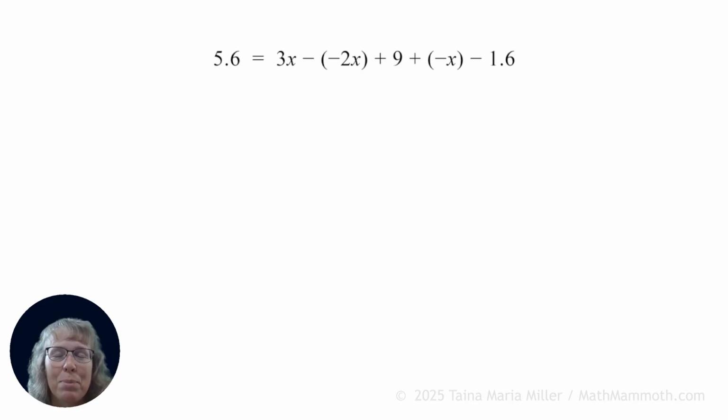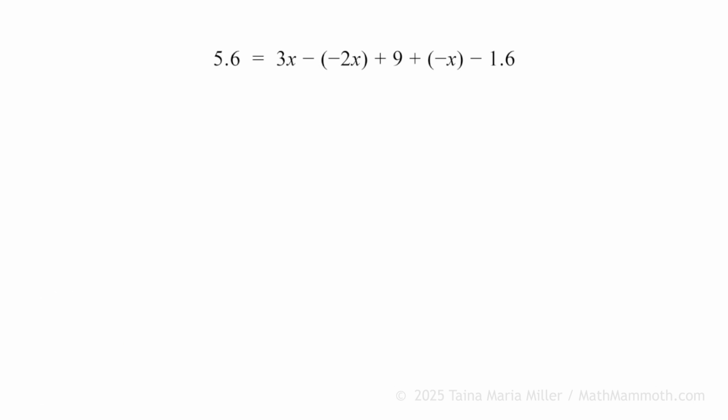As one quick example, let's use what we have learned to solve this equation. 5.6 equals this expression, but on this side here, we can simplify. We can combine like terms. We have 3x, and this becomes a plus. 3x plus 2x is 5x, minus x. So that's just 4x. And then 9 minus 1.6 becomes 7.4. And the other side is the same.